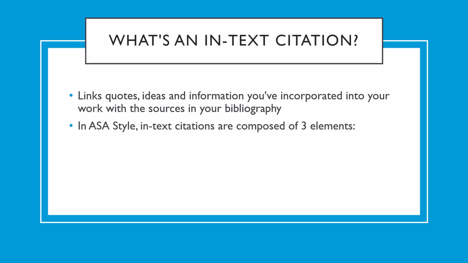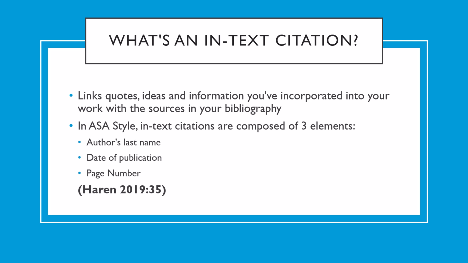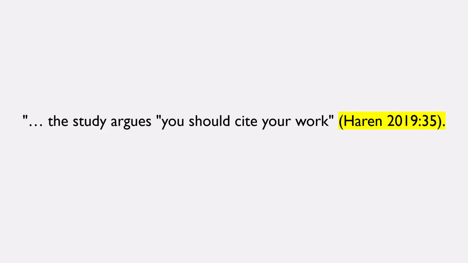In ASA style, an in-text citation is composed of three elements. Two elements link the in-text citation with the bibliography. These are the author's name and the date of publication. The other element allows you to know exactly where in the source you retrieved the information you're citing. This is the page number. Generally, these three elements are delineated in the text by placing them in parentheses, with the page number being preceded by a colon. Now, there are two basic ways to integrate an in-text citation into the text of your paper.